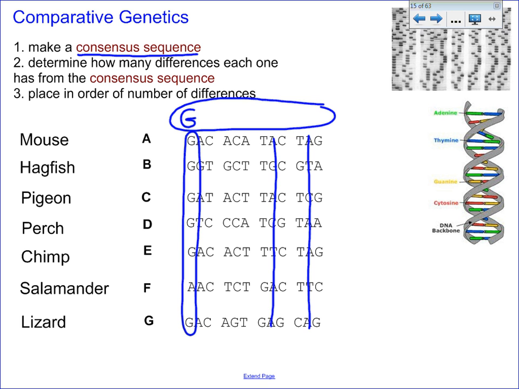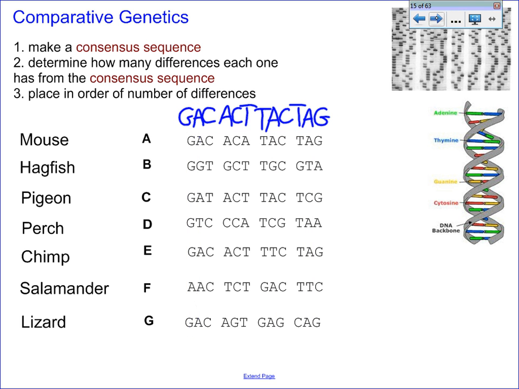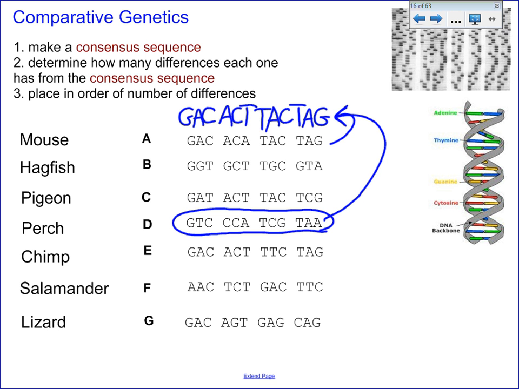Okay, hope you paused the video. If you didn't, shame on you. The consensus sequence is this: GAC, ACT, TAC, TAG. So then what you can do is you can count the differences that each of these organisms has from the consensus sequence. So for instance, looking at the perch and seeing how many different times the perch's genetic sequence differs from the consensus sequence. And I would suggest you just go ahead and write those differences over here. So pause the video, count up the differences, do that now.